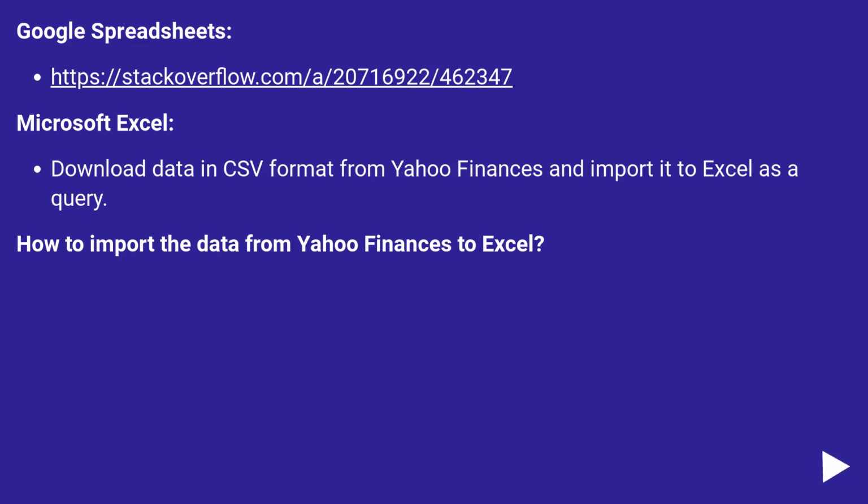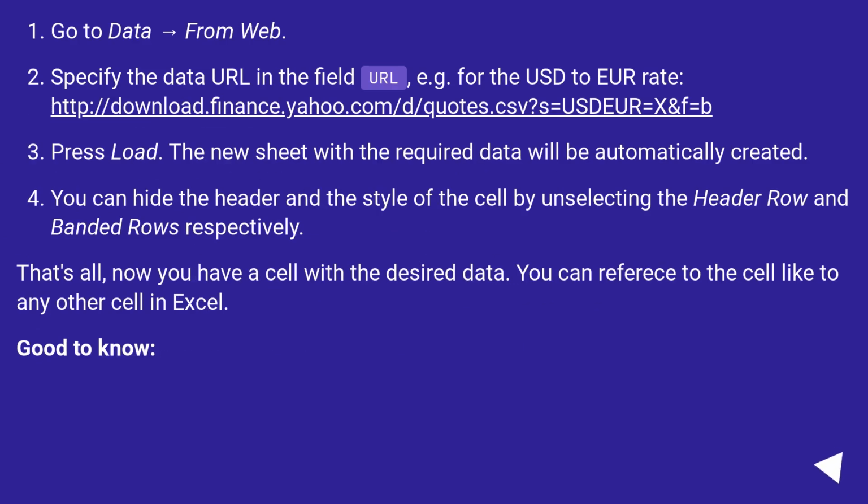Microsoft Excel. Download data in CSV format from Yahoo Finance and import it to Excel as a query. How to import the data from Yahoo Finance to Excel. Go to Data > From Web. Specify the data URL in the URL field, for example for the USD to EUR rate, this URL. Press Load. The new sheet with the required data will be automatically created.